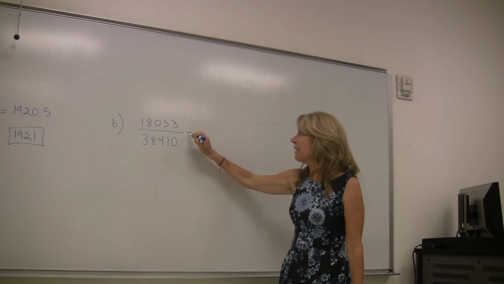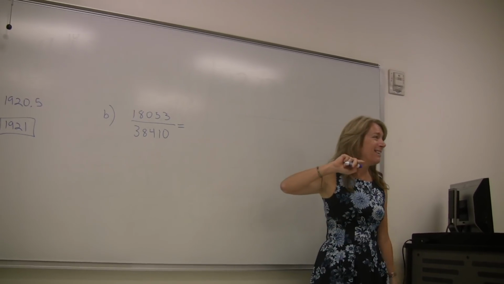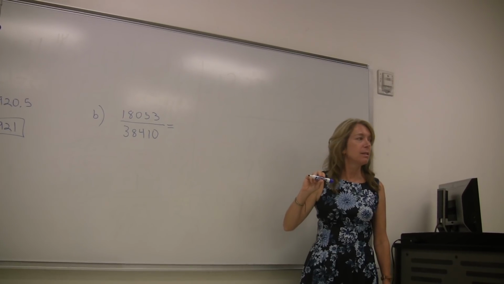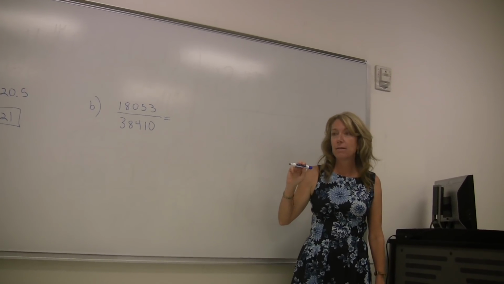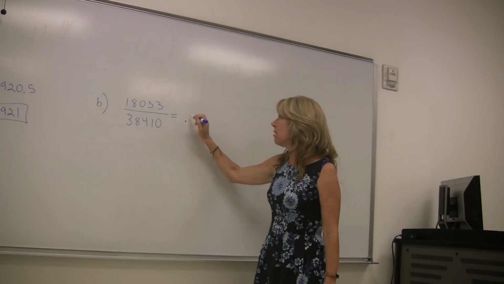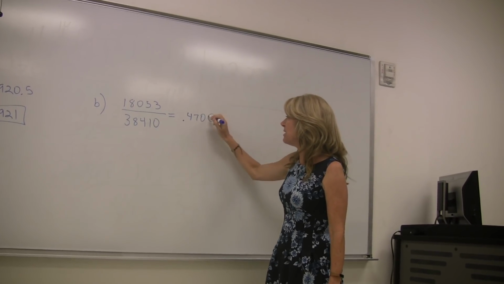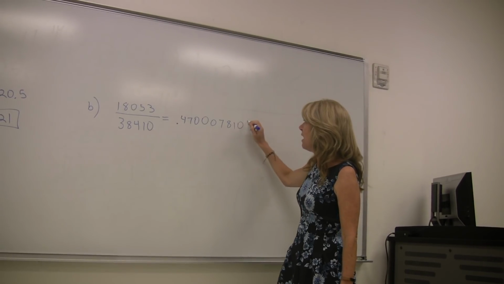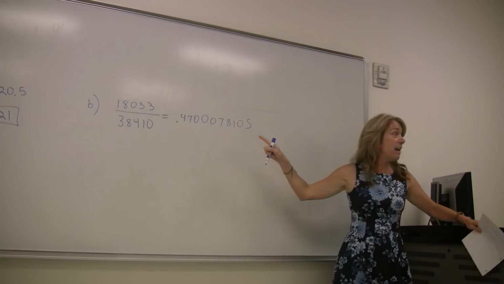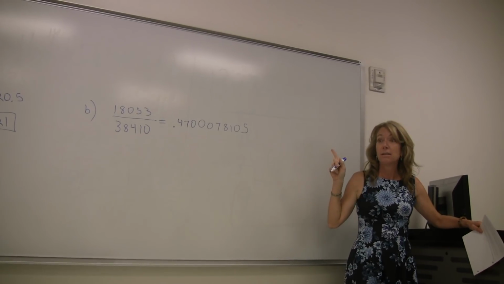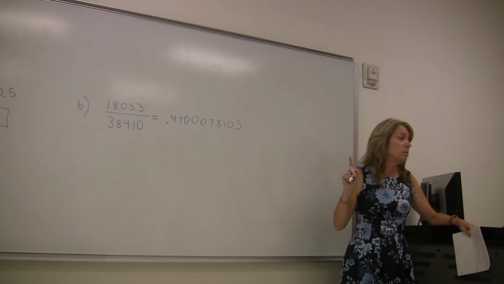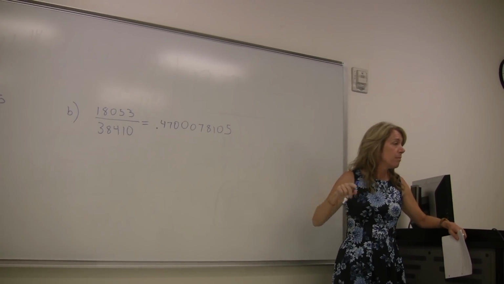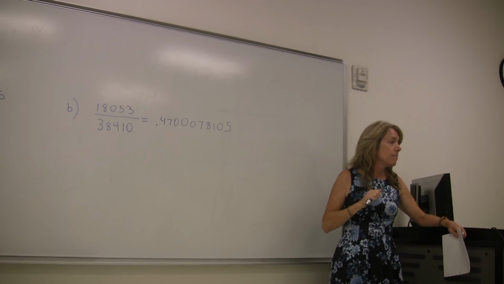If you need to use your calculator as a phone today, I'm okay with it today only. When you divide that, I want to know exactly what you get without rounding. 0.4700078105. How many zeros? 3. 7, 8, 105. And depending on your calculator, you might even have more digits after that. Some calculators can show more. We agree with her calculation? Yeah? Are we allowed to round that?